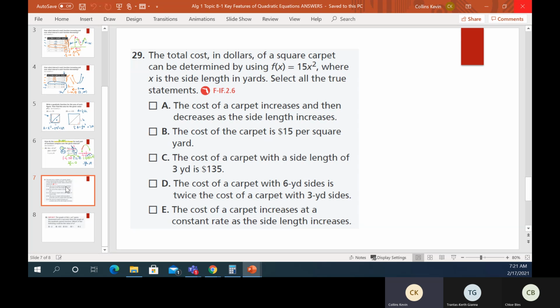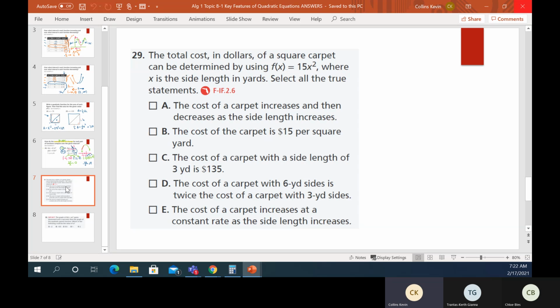It says the cost of the carpet increases and then decreases as the side length increases. Well, that's not true, because it's just going to keep increasing, right? Anytime you have something and you square it, you're always going to get a positive value. So that one's not right. All right, how about the next one here? The cost of the carpet is $15 per square yard.